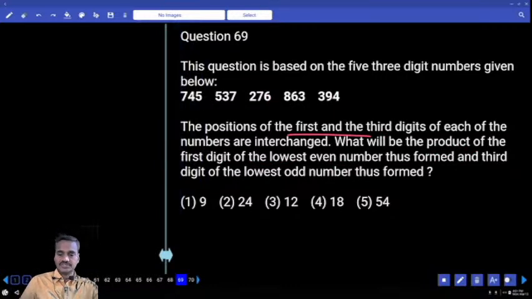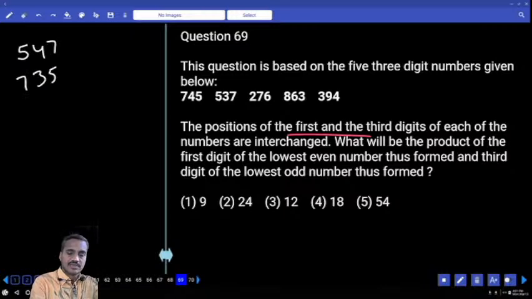Positions of the first and third digits are interchanged. Now this number will be 547. Next one 735. And next one 672. And next one 368. And 394, 493.